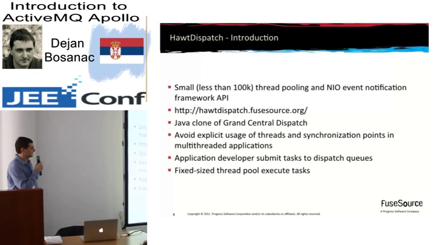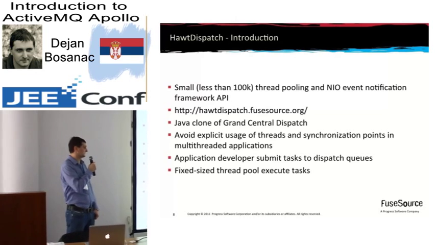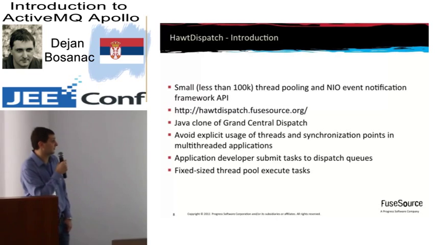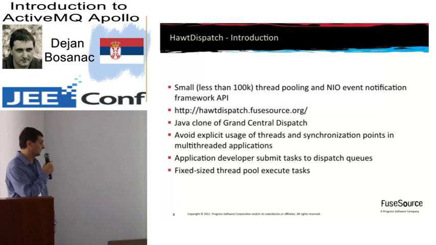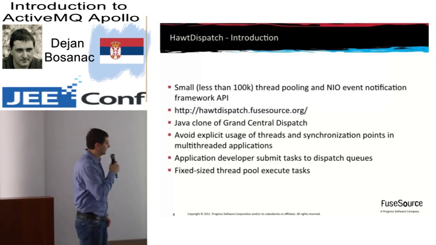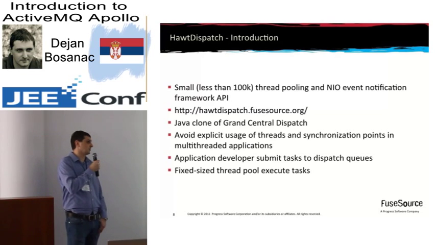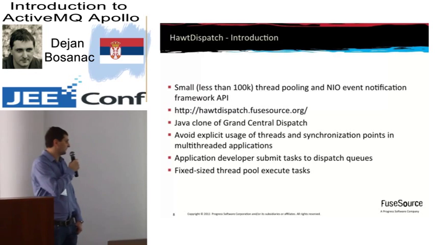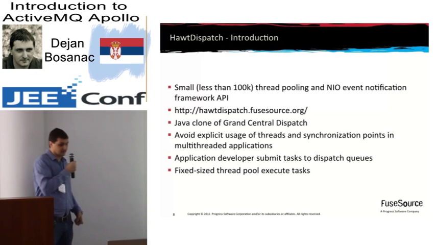So with HawtDispatch, developers are not concerned with threads, they are just submitting their tasks to dispatch queues, similar to how end user developers submit their messages to JMS queues. These are similar programming models. And because now in our application we have a fixed size thread pool model, it's much more deterministic, because we know for sure that we will have the same number of threads no matter the load, the number of clients, destinations, and everything in the broker.